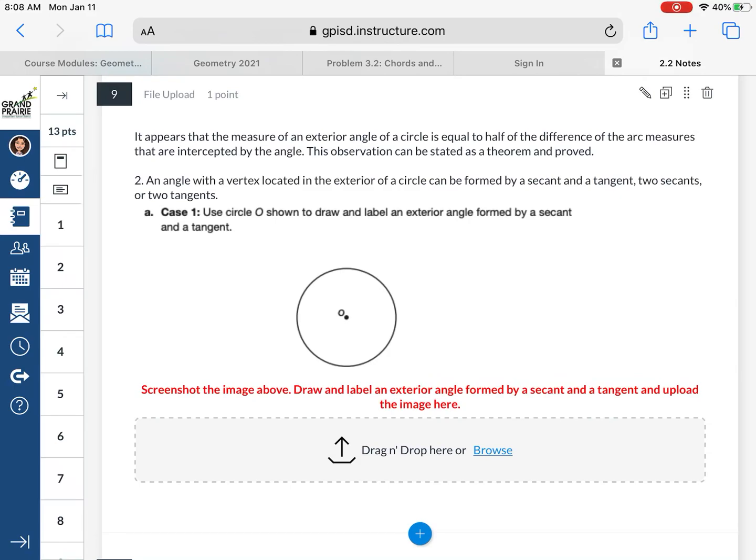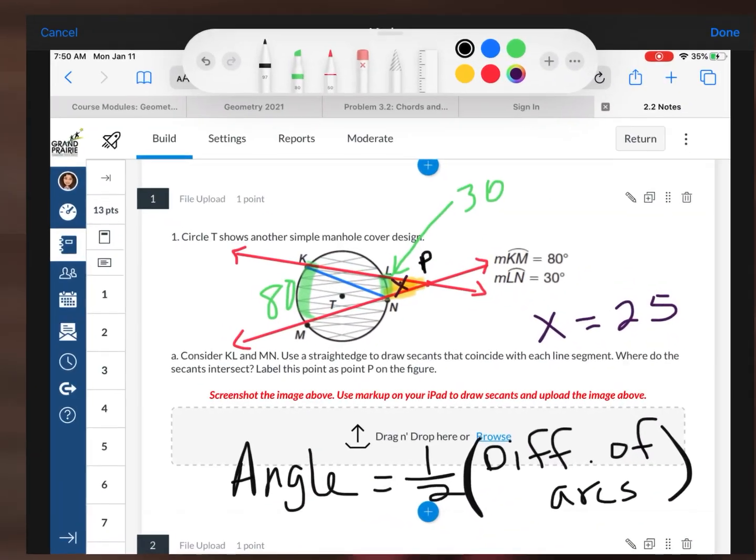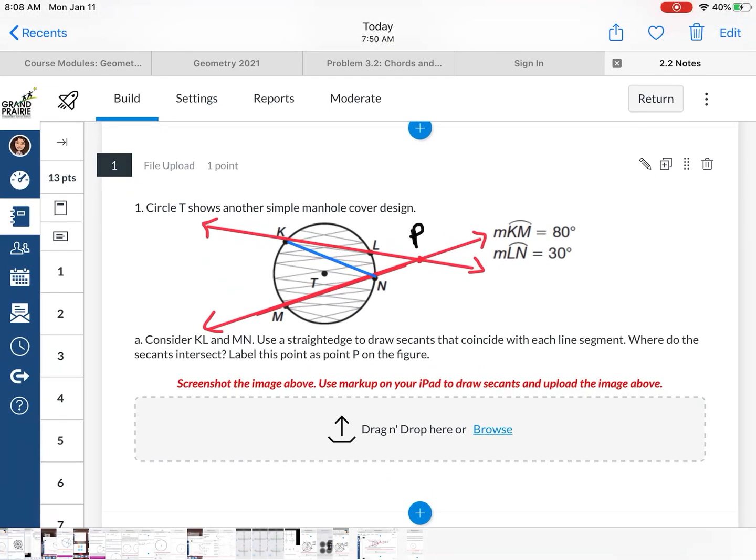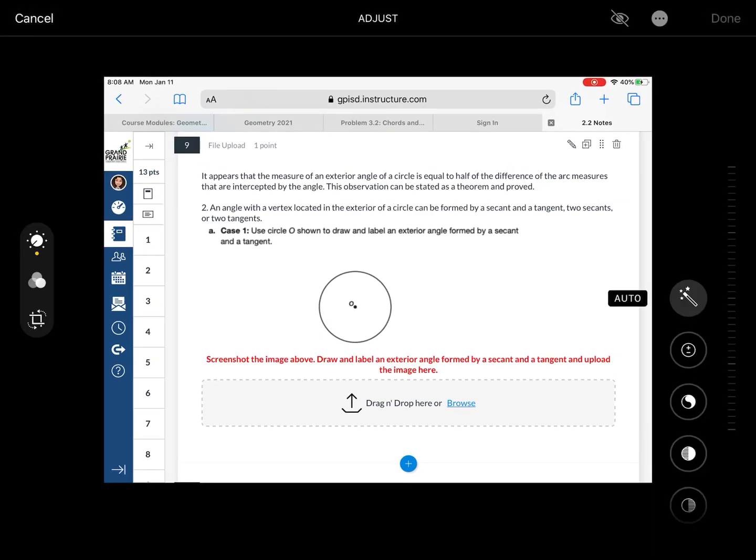All right, so an angle with a vertex located in the exterior of a circle can be formed by a secant and a tangent. Remember what a secant is? It's a line that goes into the circle and out the other end, and a tangent just touches the surface and keeps on going. So we're going to go ahead. It says to use this circle O to draw and label an exterior angle formed by a secant and a tangent. So I'm going to take a screenshot, and we are going to hit cancel, and we're going to move on to this picture.